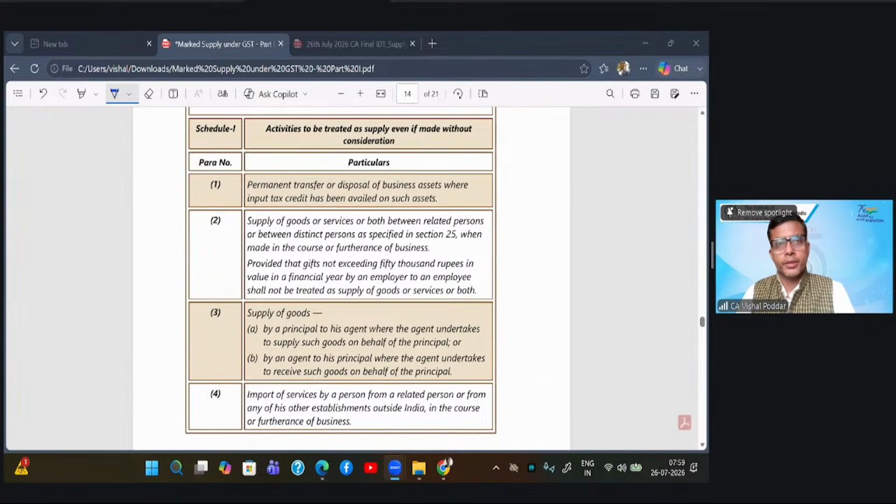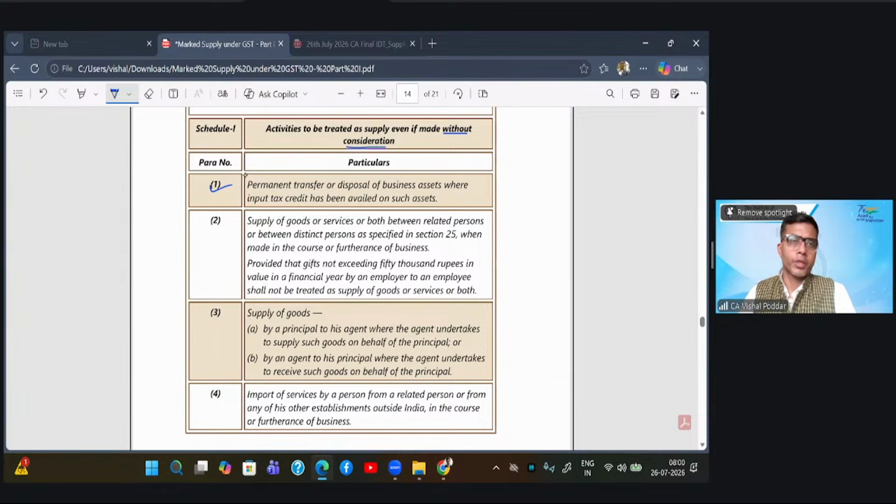Now, let us understand, students, what is deemed to be a supply, even if it is without any consideration. The first requirement, the first para, covers the particular situation where you have permanently given away any of your business asset. Now, the words used over here are transfer or disposal. I've used a simplified word, given away. So where you have permanently given away your business asset.